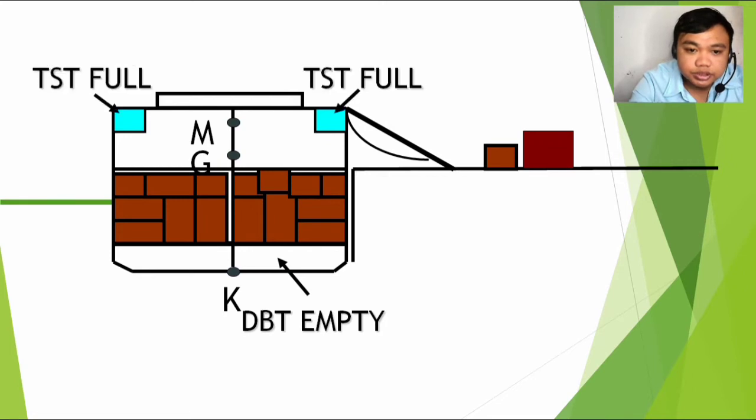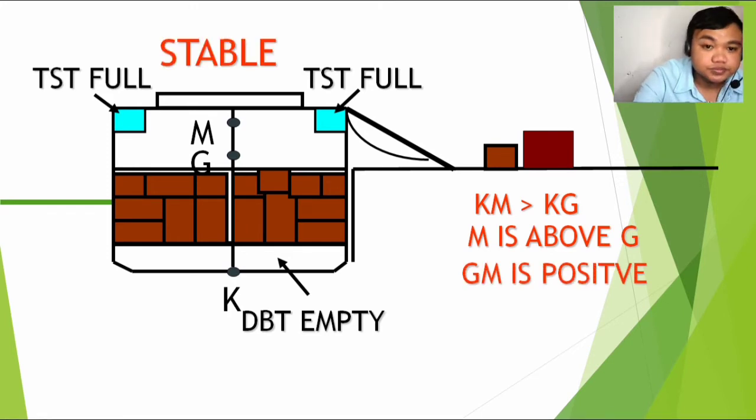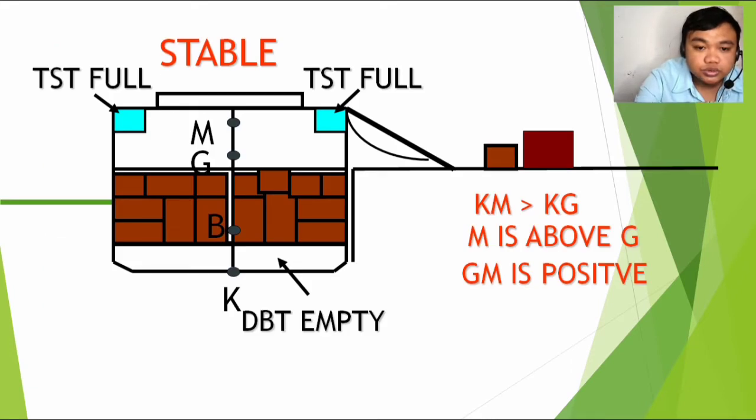So we have here a positive stability where G is below the metacenter. The center of gravity is below the metacenter. Okay, so we need to calculate first for the BM. For the BM, we have a given KG and a given GM. The question is, how much is the BM? So of course, we must first obtain the value of KM.